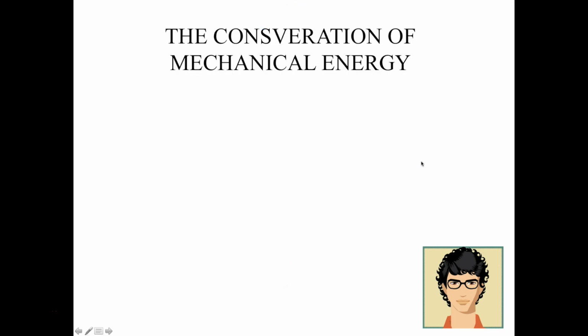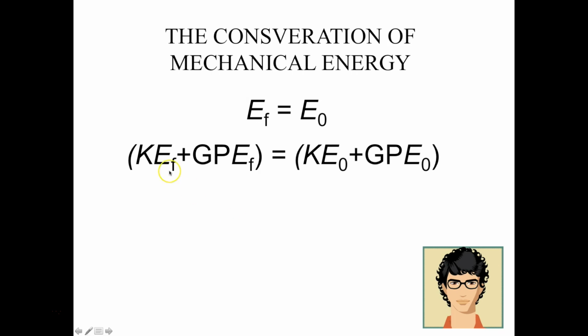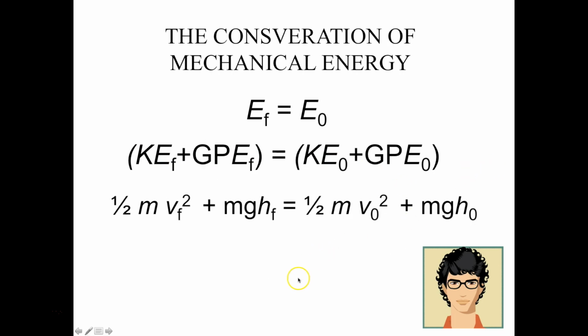So, more with conservation of mechanical energy. Let's take a look at it in more detail. We saw this before, that energy final equals energy initial, and the sum of the kinetic energy final and gravitational potential energy final equals the initial sum. But here's the detail that I wanted to bring up.